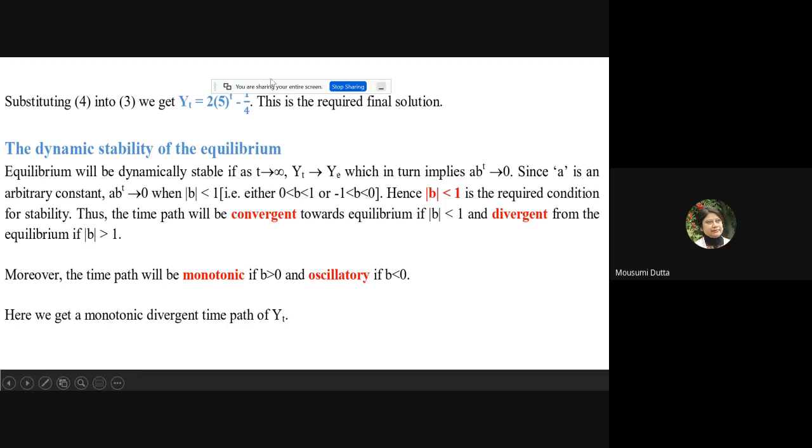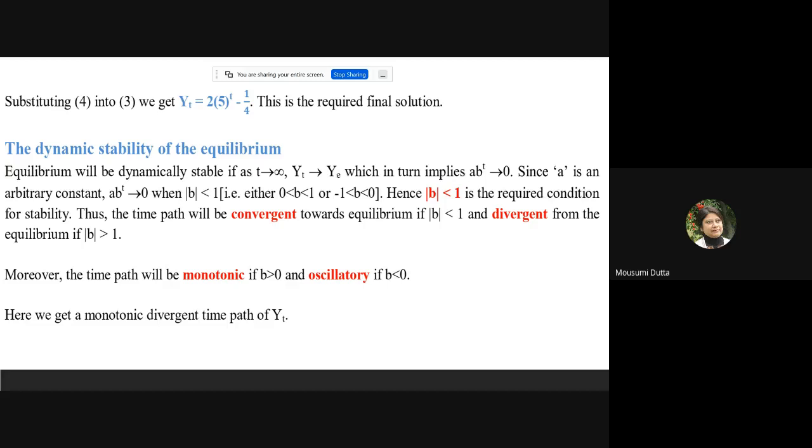So, if I would like to write the final form of the time path of the concerned variable, substituting the value of A from equation 4 into equation 3, we get y_t is equal to 2 into 5 to the power t minus 1 by 4. And this is the required final solution. I told you the final solution is CF plus PI, and we solve for every unknown factor in CF. So the required time path of the variable y is given by y_t is equal to 2 into 5 to the power t minus 1 by 4.